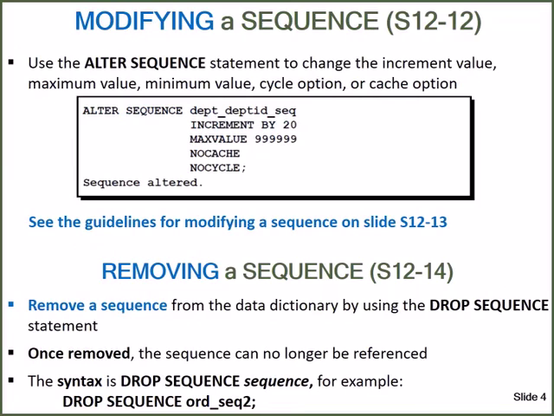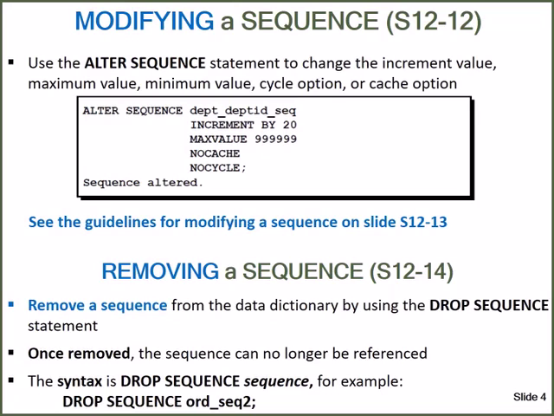Modifying the sequence, use the ALTER SEQUENCE statement to change the increment value, maximum value, minimum value, cycle option or cache option. Here is an example in your textbook, alter sequence. That was a specific sequence in your textbook called DEPT_ID_SEQ. Increment by 20, max value 999999, no cache, no cycle, and Oracle must tell you the sequence has been altered. See the guidelines for modifying the sequence on slide 12.13 of your textbook.